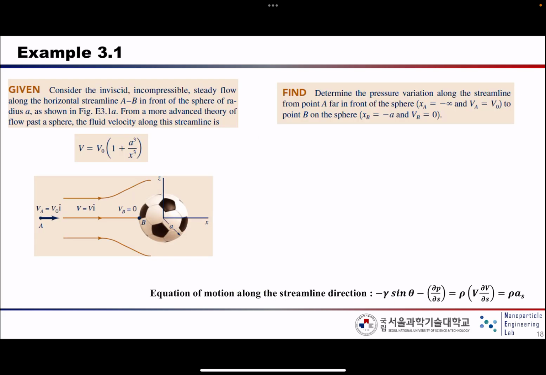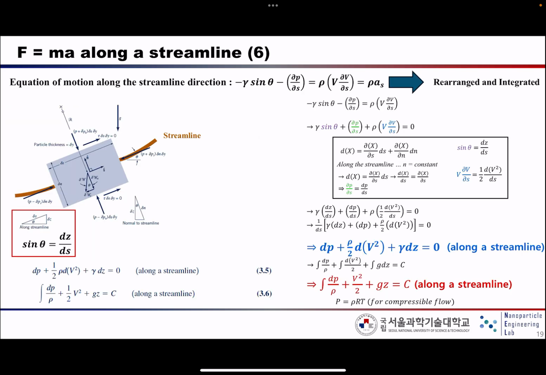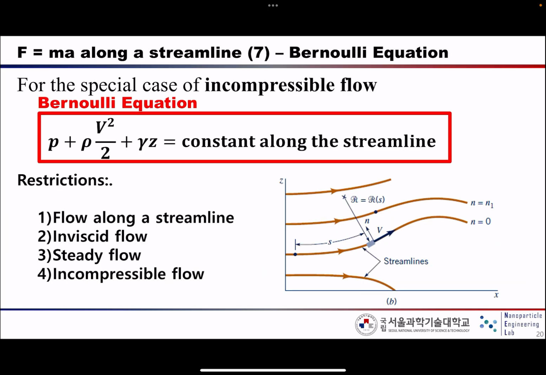And also we do some integration. In that case, we can get this result. For the special case of incompressible flow, the Bernoulli equation can be written like this.